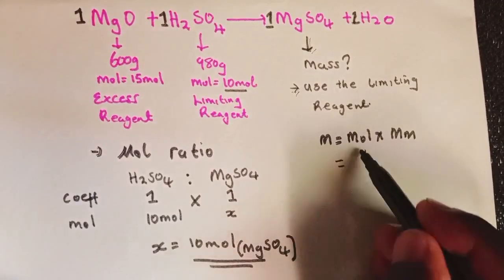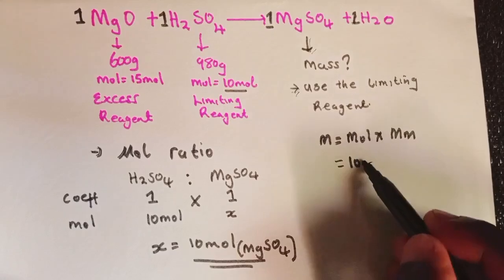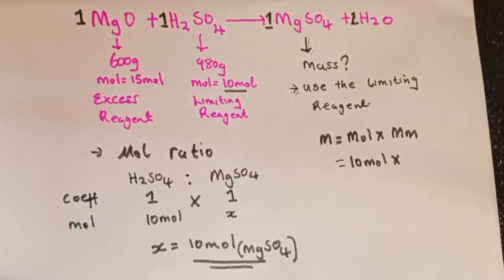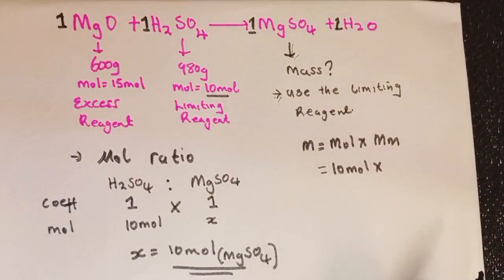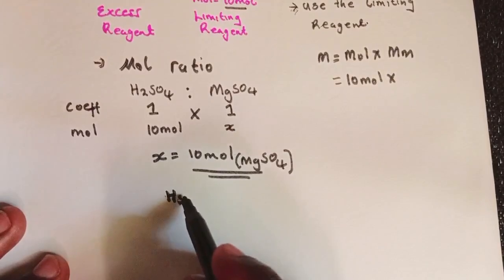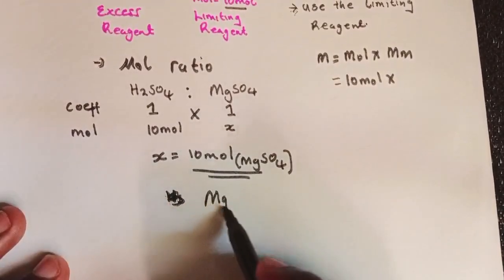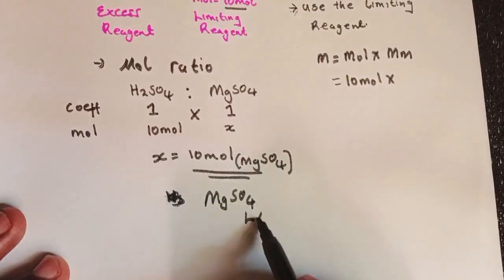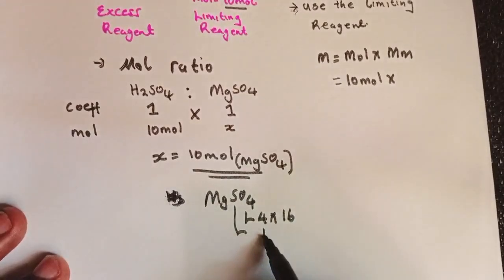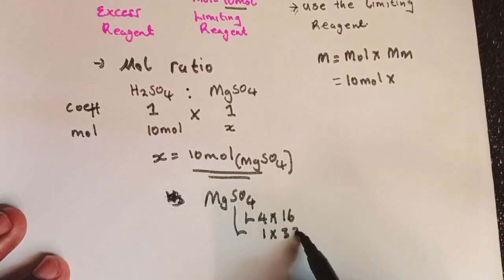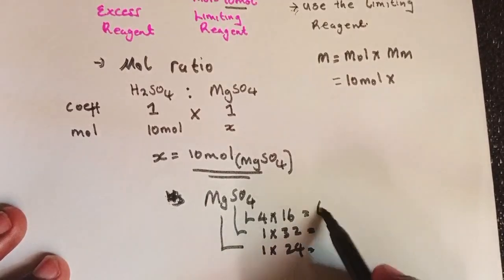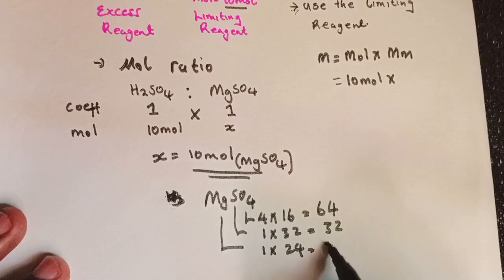So the mole, 10 moles, the molar mass for magnesium sulfate we need to calculate. As scientists we always have to calculate everything that we are doing. So magnesium sulfate, you have 4 times what? The mass number of oxygen is 16. 1, the mass number of sulfur is 32. 1, the mass number of magnesium is 24. Then what do we get? You get 64, you get 32, you get 24.